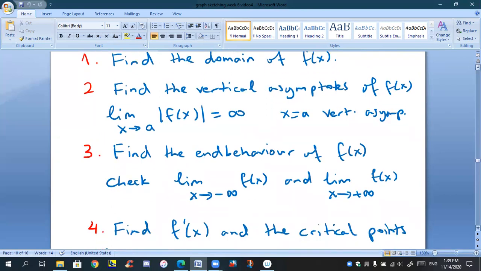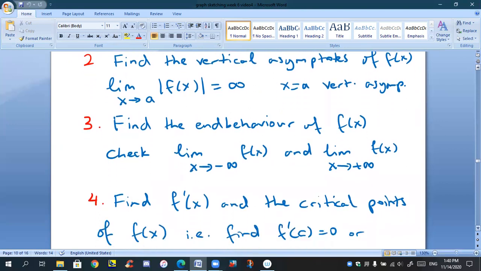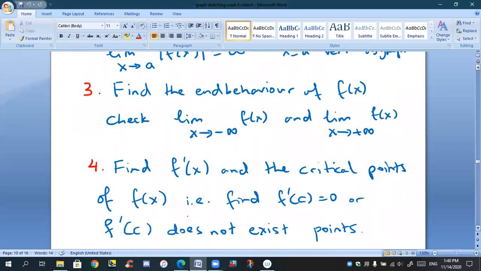The third thing we do is we look at the limit of f as x goes to minus infinity and plus infinity. So that gives us the end behavior. The minus infinity limit gives us the left end behavior. The plus infinity limit gives us the right end behavior of the graph of the function.